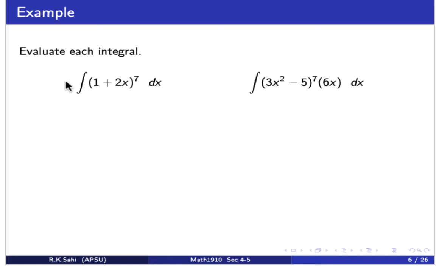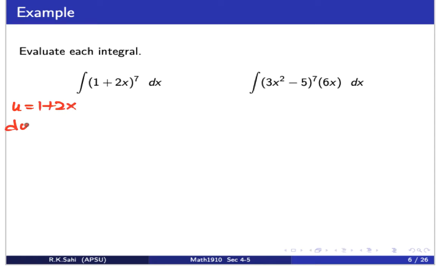Once again, when I look at the first integral, I have 1 plus 2x to the power 7. Now clearly it is not the normal x to the power n, because here I have an expression where the base has more than one term. Oh, that means there's a u substitution. So we're going to say this is the inside function, and the one raising it to the power 7 is the outside function. So my u here is going to be 1 plus 2x.